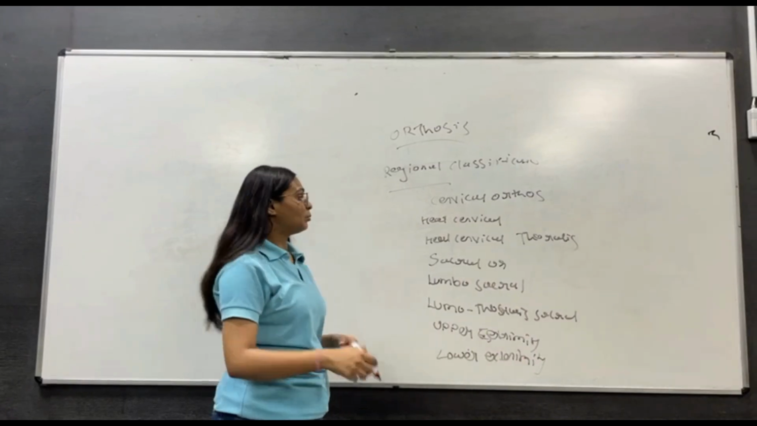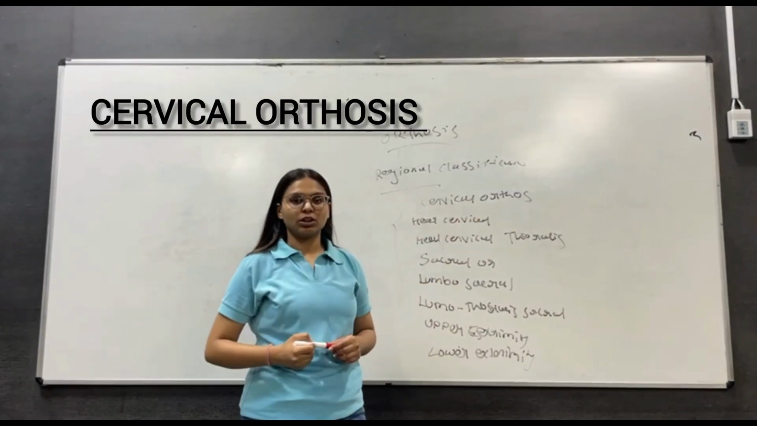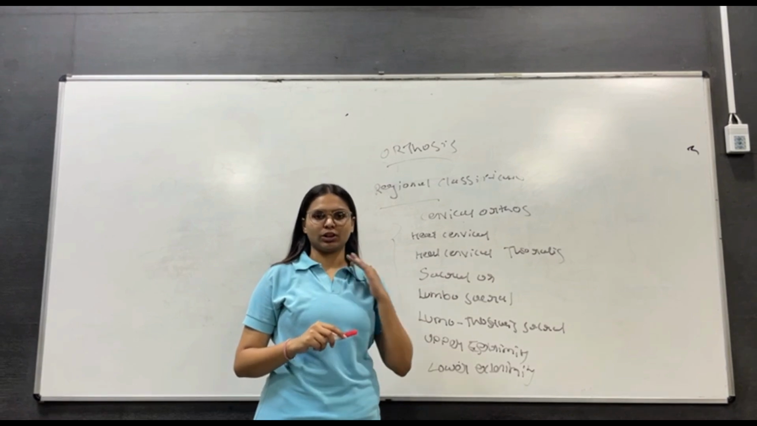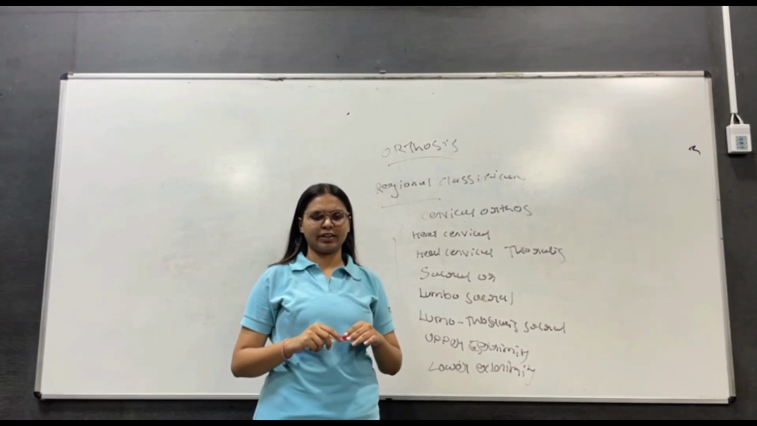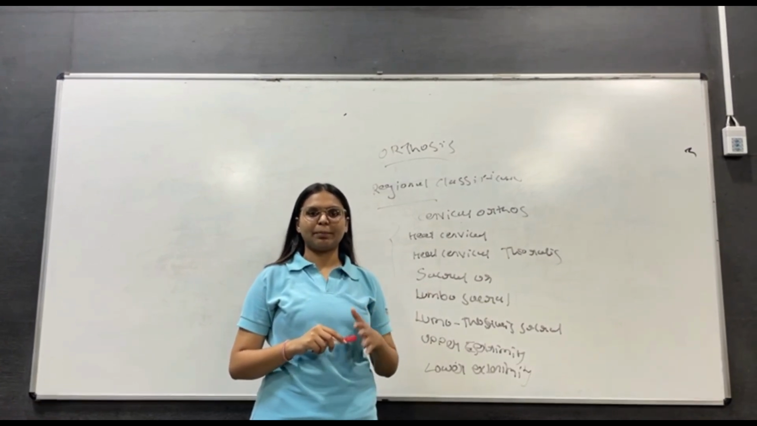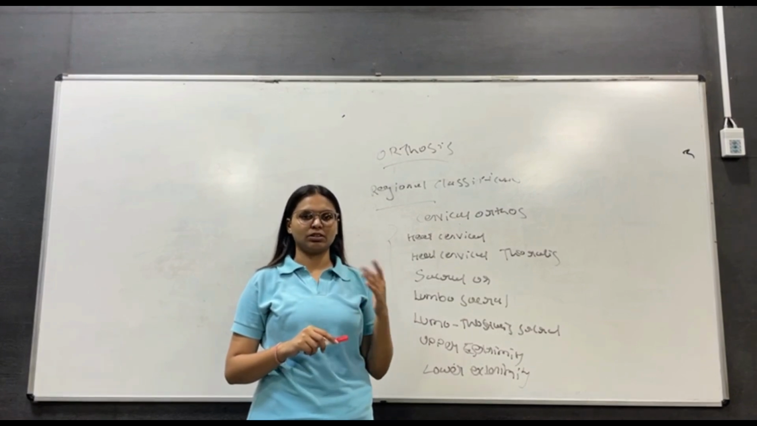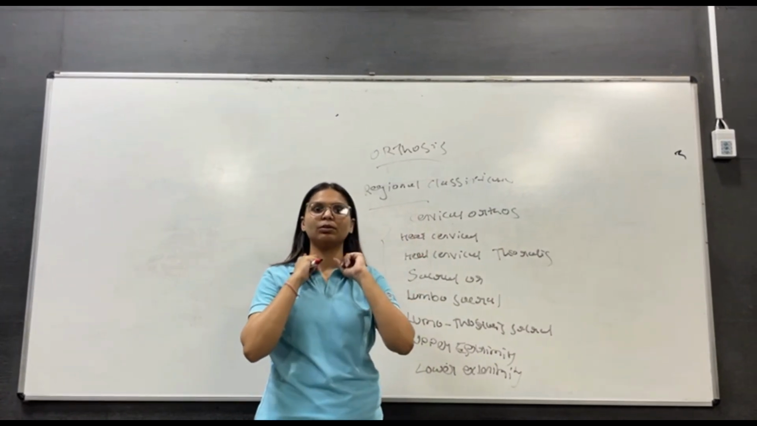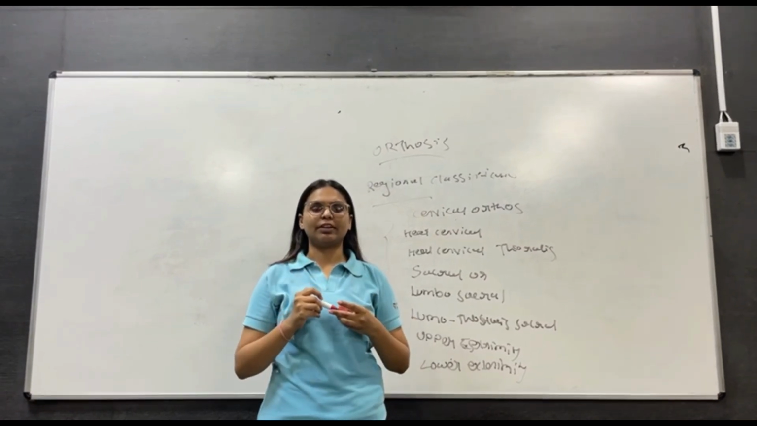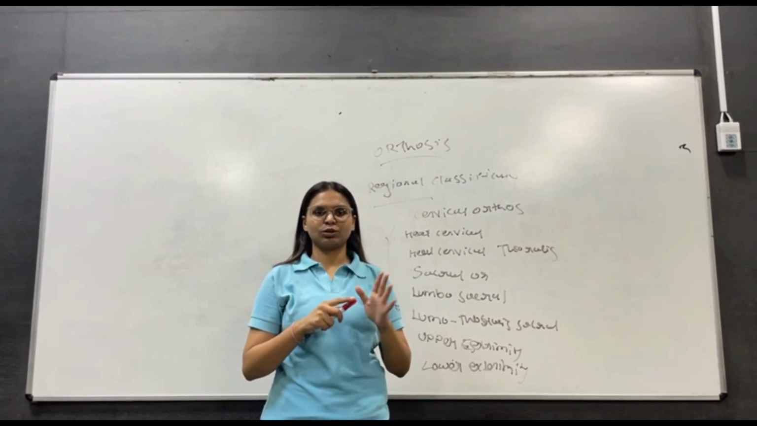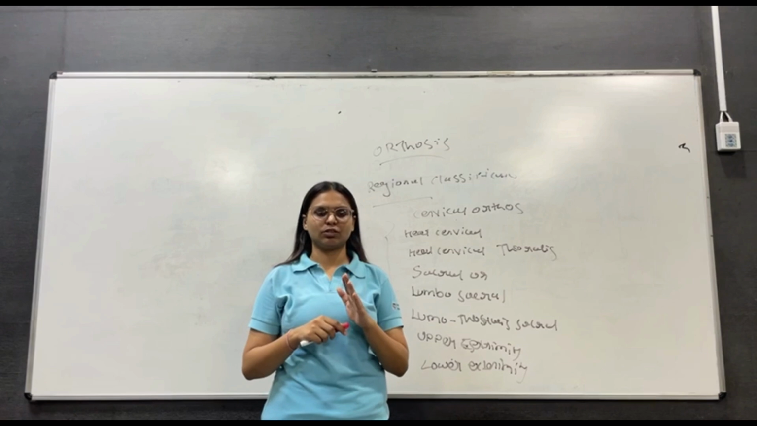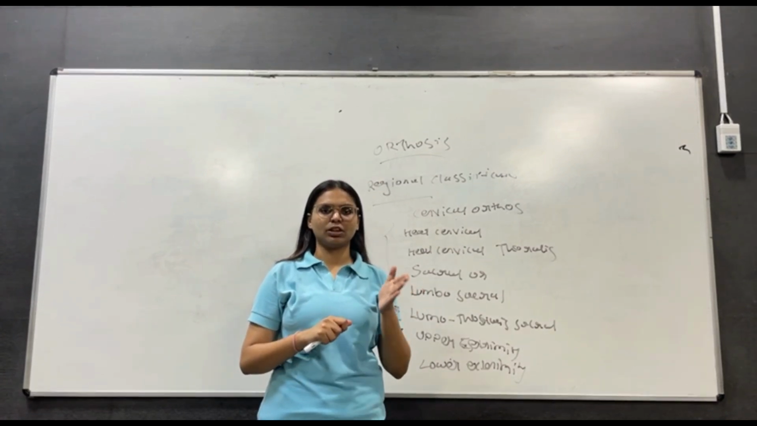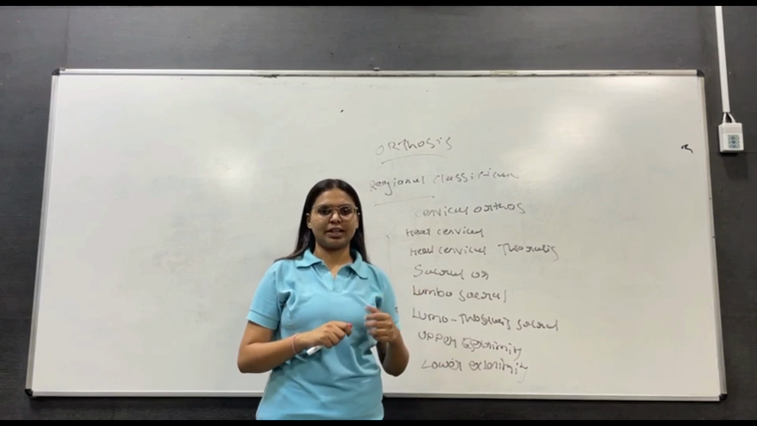Now we will discuss these, starting with cervical orthosis. Cervical orthosis is mainly used when there is any type of injury or fracture to the cervical spine, or any type of sprain or strain in the muscles of the neck. It will stabilize the part of the neck, and the range of motion is partially restricted and partially not restricted. Some of the movements are restricted based on which orthosis we are using.